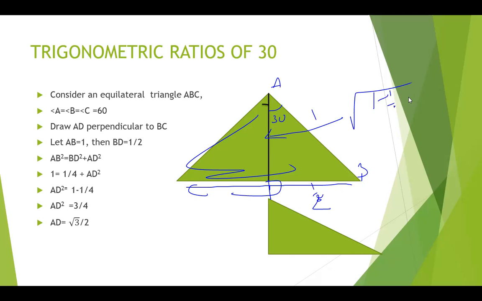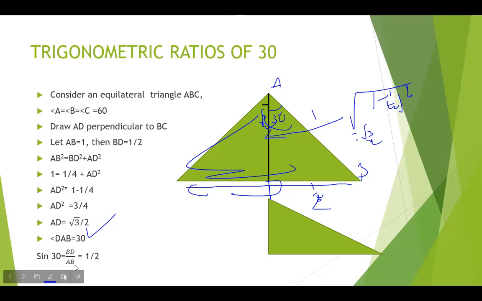It's a square: 1 square minus (1 by 2) square. It is root 3 by 2. So thus, the adjacent side for our reference angle 30 degree is root 3 by 2. Once we know all the sides of a right angled triangle, then I can write the trigonometric ratios for 30 degrees.